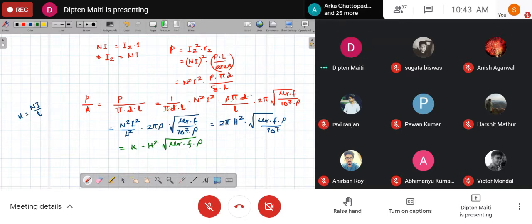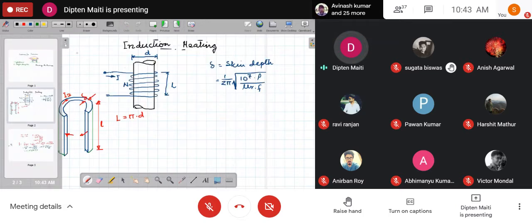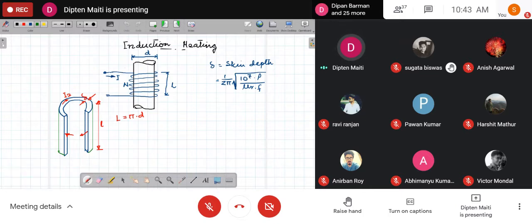So for the induction furnace, we have two types you need to study. One is called the core type induction furnace and another is called the coreless induction furnace.